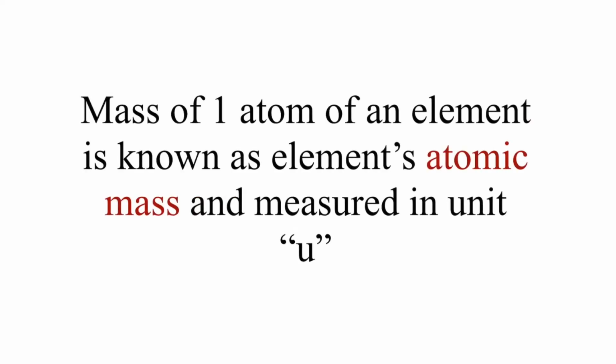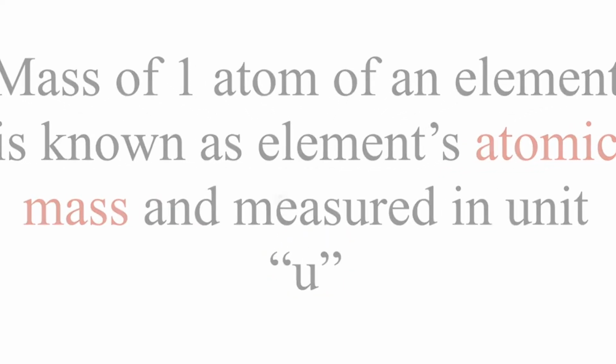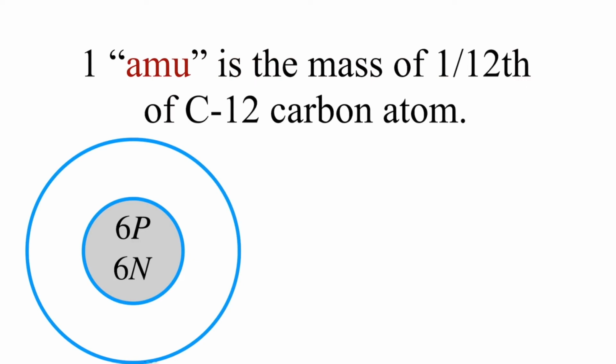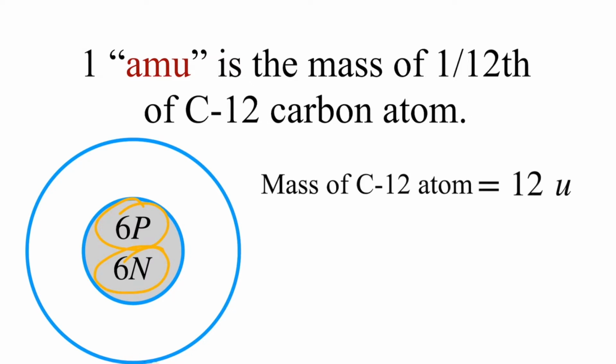Mass of one atom of an element is known as its atomic mass, and it is measured in unit, atomic mass unit AMU, and its symbol is a small u. The AMU is defined as the mass of 1/12 of C12 carbon atom. C12 carbon atom contains 12 nucleons in which 6 are protons and 6 are neutrons. The total mass of carbon C12 carbon atom is 12 unit.